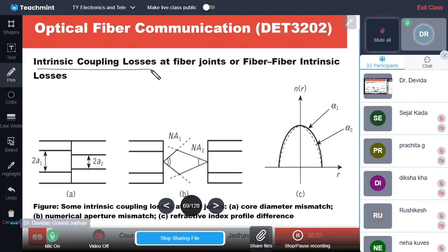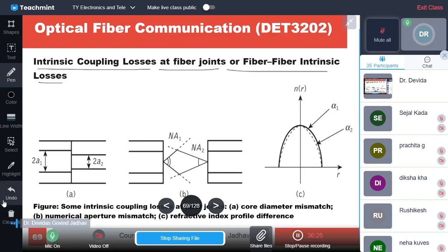Intrinsic coupling losses at fiber joints, or fiber intrinsic losses. Some intrinsic coupling losses are shown here in figure A, figure B, and figure C. Figure A, core diameter mismatch. Figure B, numerical aperture mismatch. Figure C, refractive index profile difference.